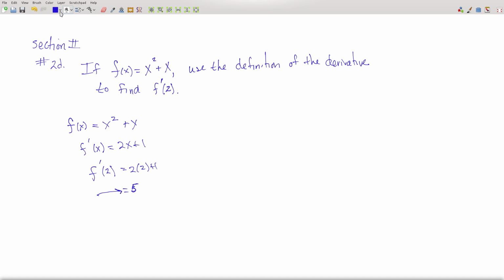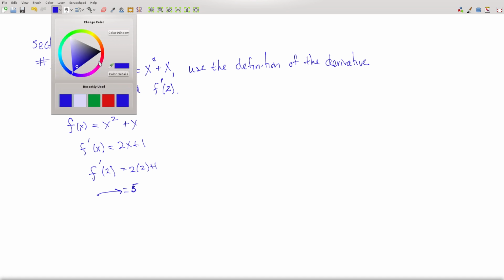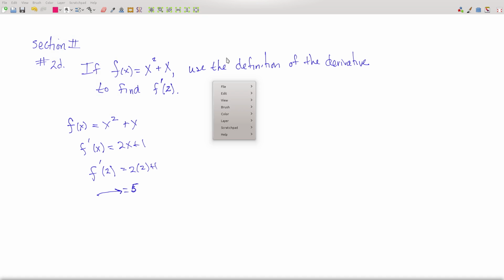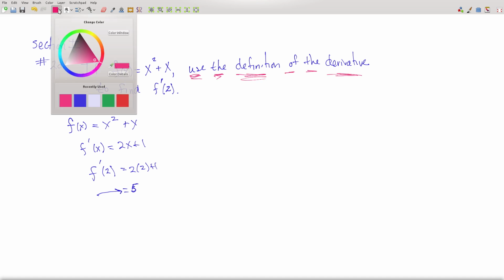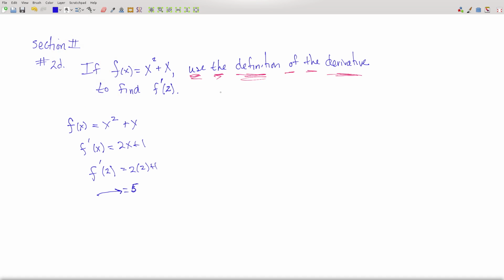The only problem is it's not what they're asking us for. So here is what it's asking us for. It wants us to use the definition of the derivative. If we want to get the points, we have to do what it asks. So let's use the definition of the derivative.